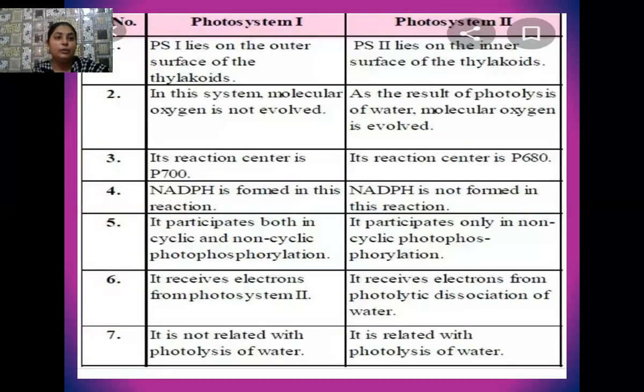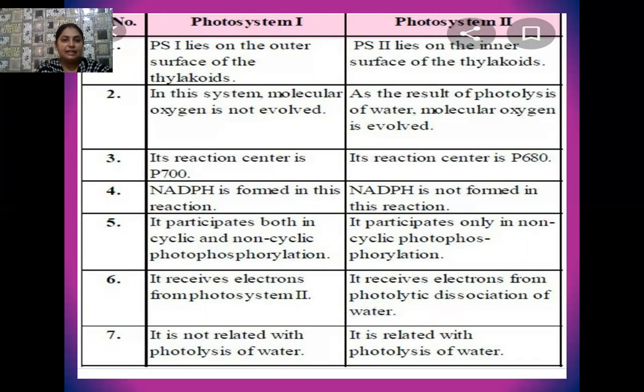Yes, students, here I want to tell you the differences between photosystem 1 and photosystem 2. Always remember, photosystem 1, that is P700, lies on the outer surface of the thylakoid. That means it is related with the stromal lamellae membrane. Photosystem 2, which is P680, always lies on the inner surface of the thylakoid. So remember, photosystem 2, that is P680, is present on the inside surface of the thylakoid membrane, whereas photosystem 1, that is P700, lies on the outside surface of the thylakoid.